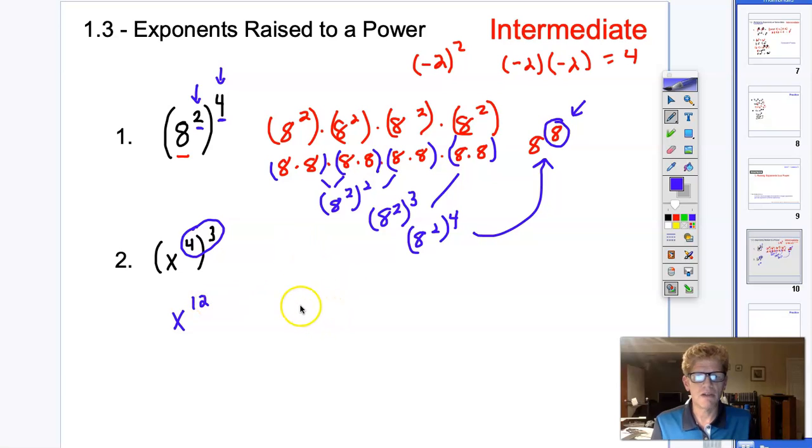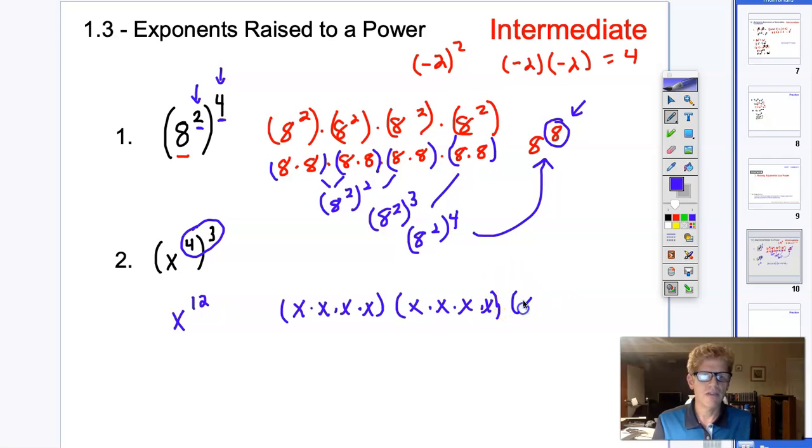If we wanted to look at it longhand, we could say that this is x times x times x times x. And then we do that 3 times, x times x times x times x times x times x times x times x. And then we count those up, and it's 1, 2, 3, 4, 5, 6, 7, 8, 9, 10, 11, 12, or x to the 12th. But all we have to do is multiply these two exponents. So let's take a look at 2 example problems.